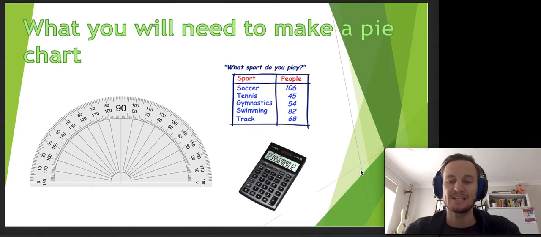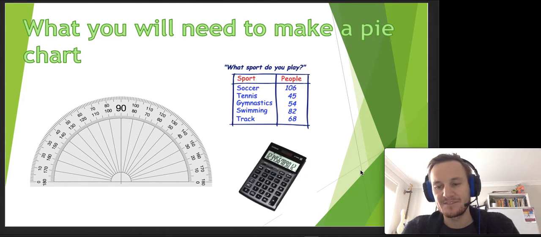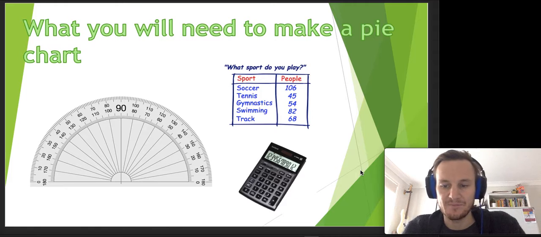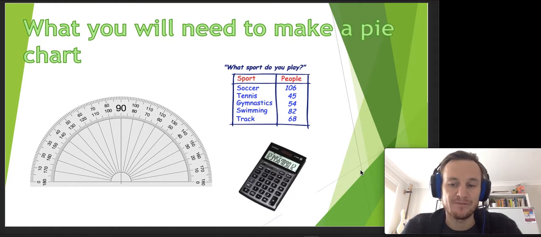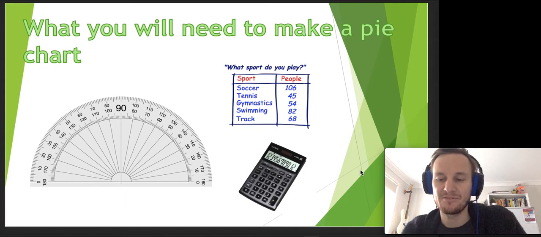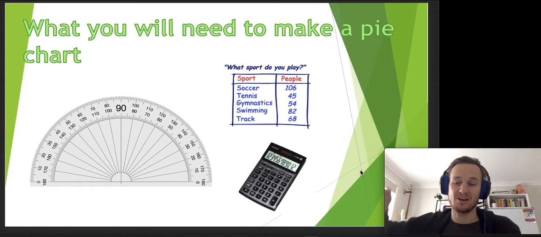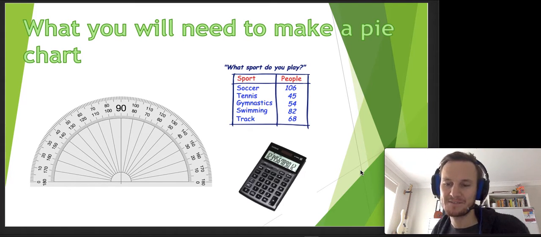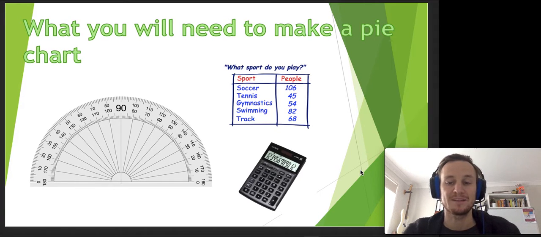What you're going to need to make a pie chart: you're going to need to have a set of data. Okay, so your data here is about what sport do you like to play, and they've surveyed different people on what their sports are. You're going to need to have some data like that to make your graph. We're not really going to make a pie chart for changes over time. Once again, we talked about that being line graphs. This is more about categories and how popular something is.